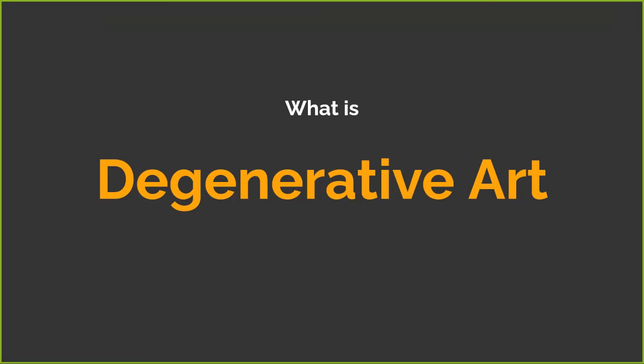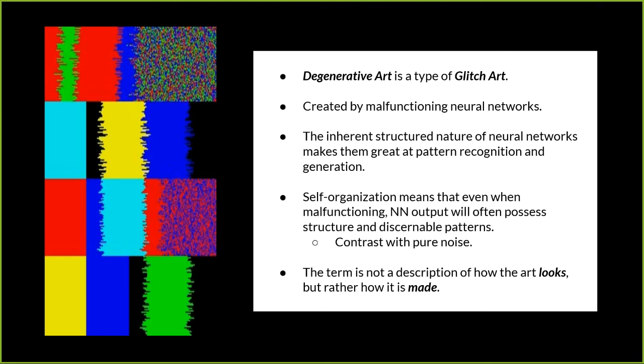So to begin with, I want to talk about what is degenerative art. Degenerative generally means a state of deterioration, of something losing functionality or becoming not as good at something. So degenerative art is a type of glitch art. It's specifically created by malfunctioning neural networks. Because the inherent structure of neural networks makes them really good at pattern recognition and pattern generation. As a result, even when they're malfunctioning, even when they're not acting correctly, neural networks still have some sort of structure in the output that they create. There's still a very clear, discernible pattern.